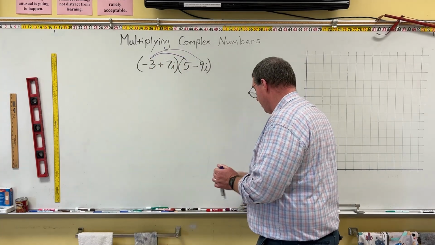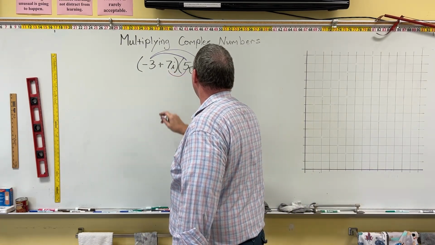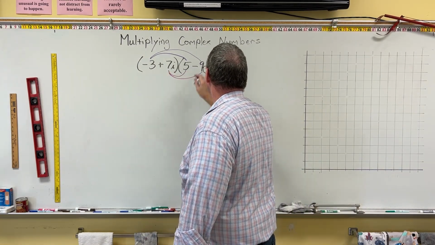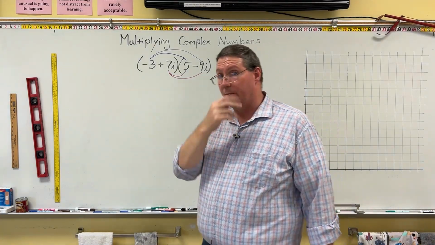Those are the hills. Now we have valleys. Now the 7i is going to be multiplied by the 5, and the 7i is going to be multiplied by the negative 9i. That's 4 different multiplications.